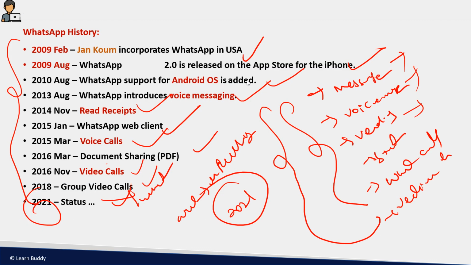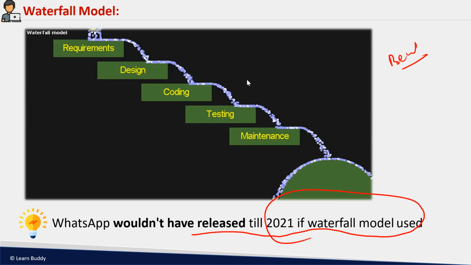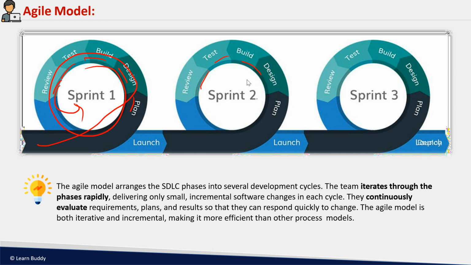That is why WhatsApp was just launched in 2009, and in 2010 you can say the Android version and voice messaging came. Since they are following the agile methodology, every year they are adding some new functionality. That is why companies are very interested in using agile methodology, because first they don't want all the things at a time.